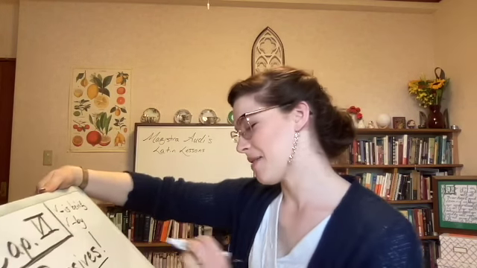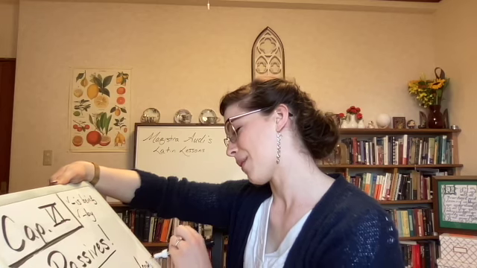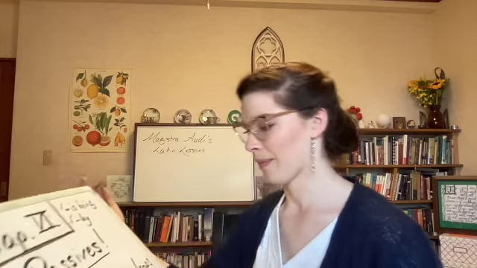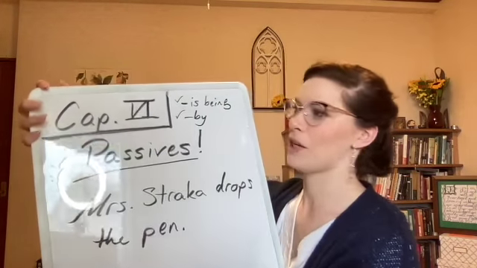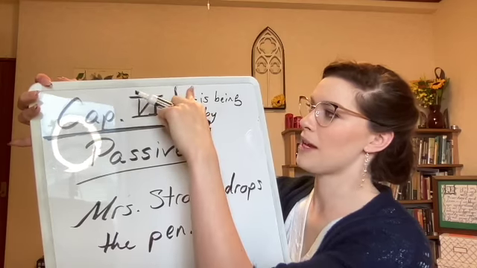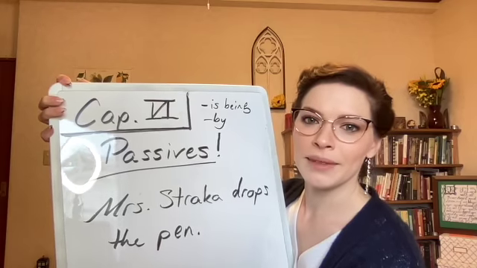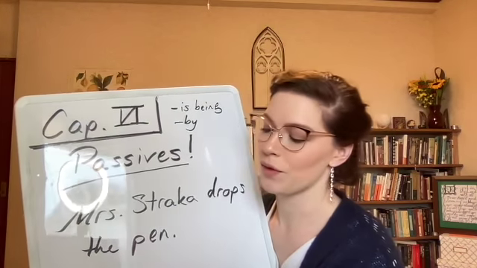Let's see how much you were paying attention at the beginning of the video. Your active sentence is, Mrs. Straka drops the pen. How much were you paying attention when this video started? Mrs. Straka drops the pen. I want you to make that sentence passive. Boom. Now make sure you have your check marks. Is, being, and by have to be in there, or else it isn't passive. Mrs. Straka drops the pen. Give you a few seconds.